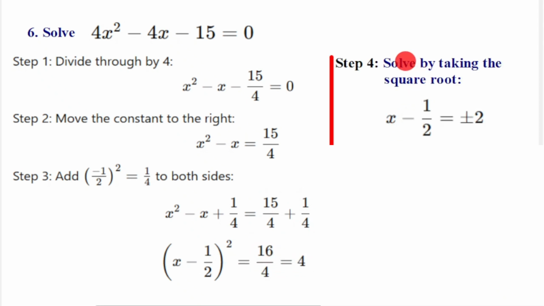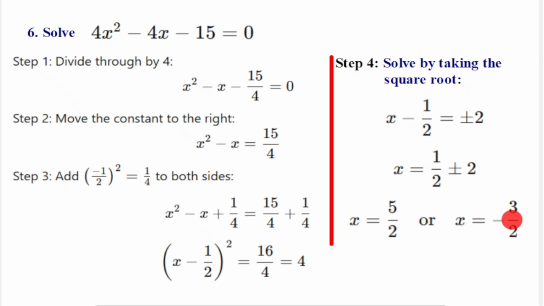Step 4, solve by taking the square root on both sides. So when we take the square root, x − 1/2 = ±2. Solving for x, we get x = 1/2 ± 2. When we add, we get 5/2. And when we subtract, we get −3/2. Therefore, the solution set is −3/2 and 5/2.